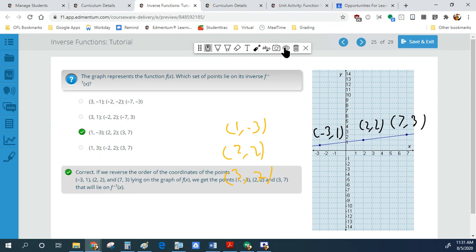So that's all you're doing. You're literally just switching them. So maybe you're right, Nick. Maybe there will be one where you literally just have to switch them on the mastery test.